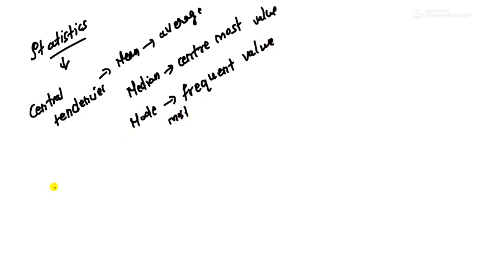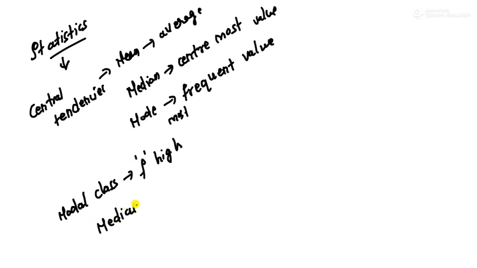So this you have to remember first, and after this you should also be aware of finding the modal class when the data is given in grouped form. So modal class is which one? The class whose frequency is high, we can choose that class as the modal class. But for the median class we have a different rule.